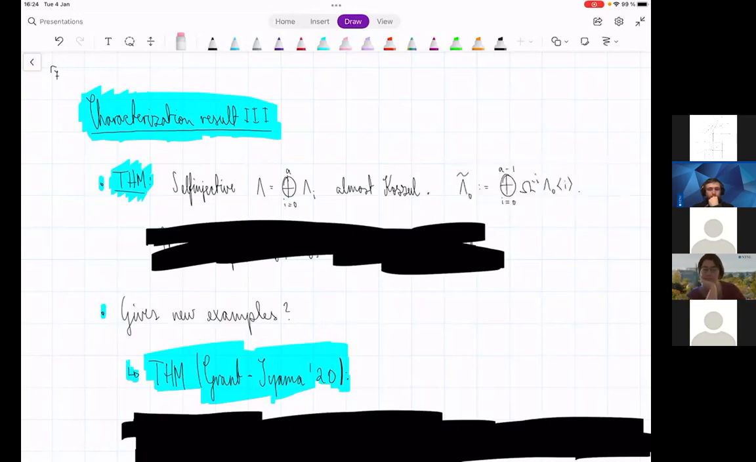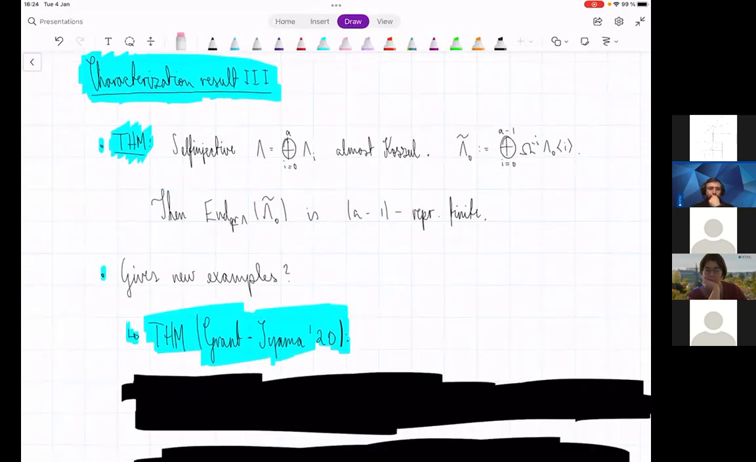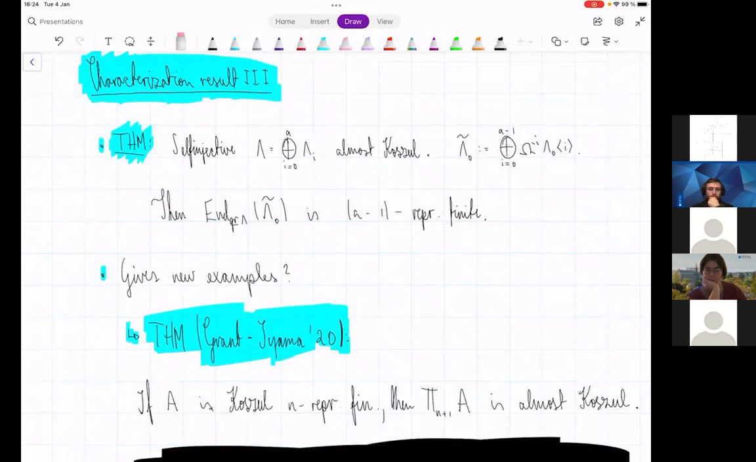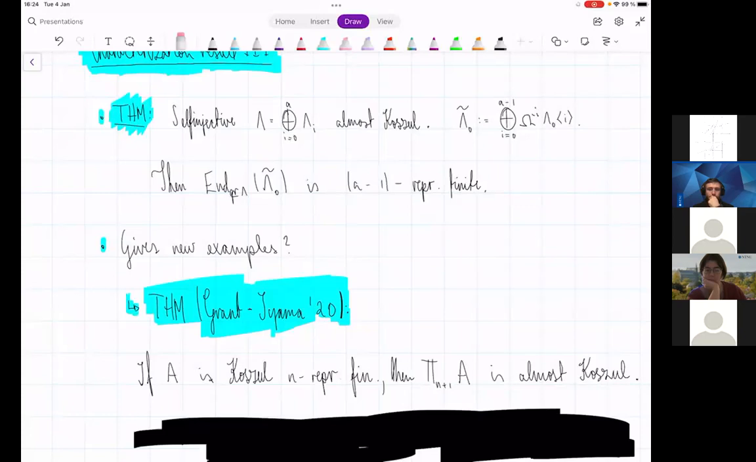So how do we do that? Well, we have a self-injective Lambda that's almost Koszul, and this Lambda_0 tilde is the direct sum of cosyzygies of Lambda_0 that are shifted. If we take the endomorphism algebra in the stable graded category of this Lambda_0 tilde, it turns out to be A-1 representation finite. Now this might give us new examples if we combine it with the result of Grant and Iyama that says that if you have a Koszul algebra that is n-representation finite, then its n+1 pre-projective is almost Koszul.